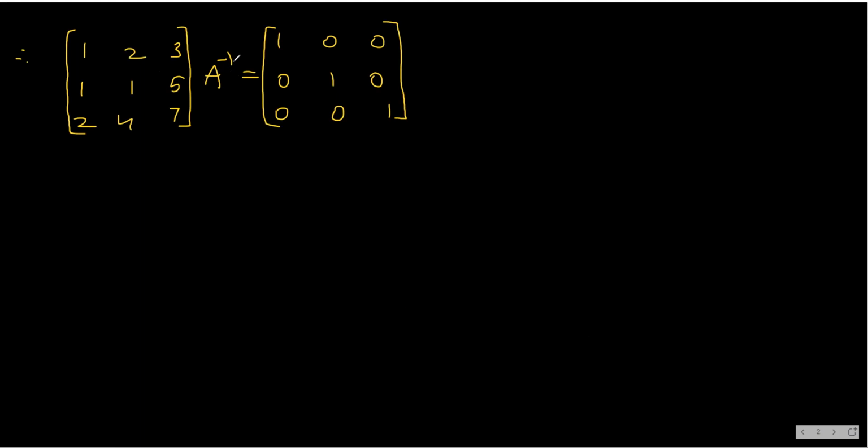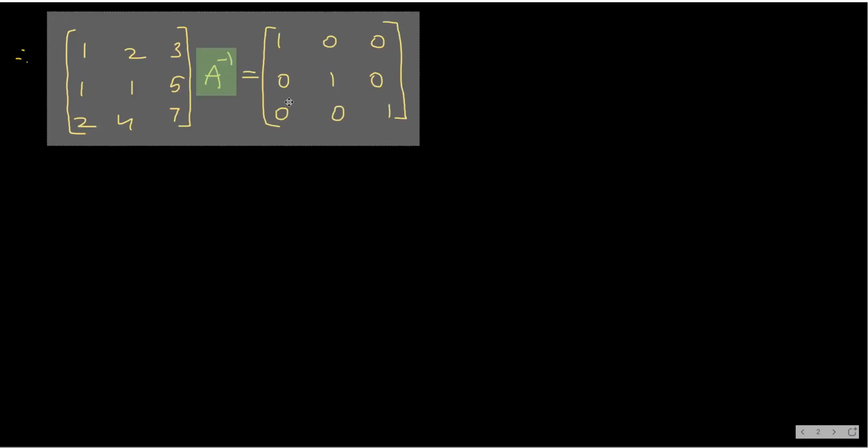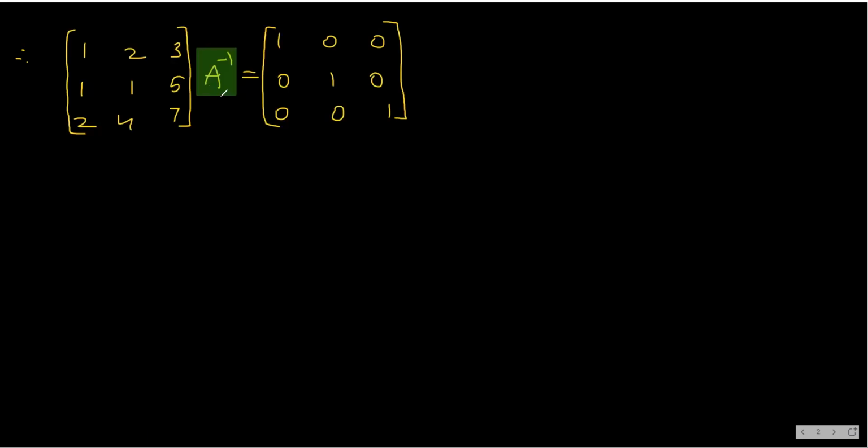What will I do to get the inverse matrix? What will I do to get A inverse? See, this is a matrix equation. Please understand, students, that this equation is a matrix equation. It is not a normal equation. This is the unknown matrix. In a normal equation, what happens?